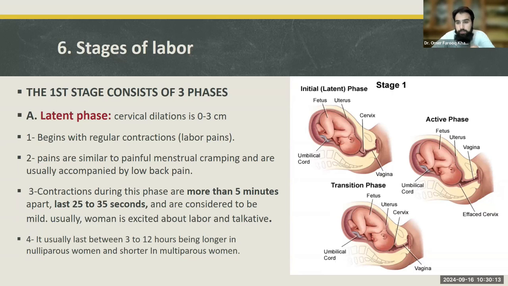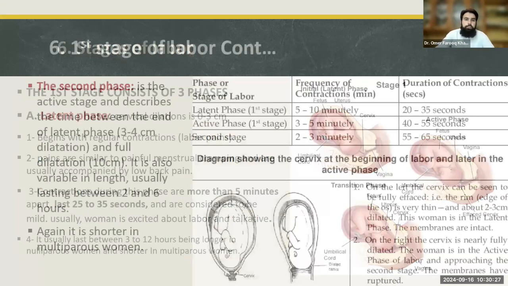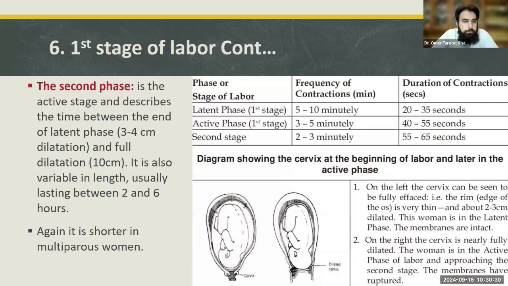And then there is a transition phase. This transition phase is nowadays also called the second stage of labor. So there are only two phases, the latent phase and the active phase, in modern obstetric books. The second phase is the active stage and describes the time from the end of the latent phase, so from 3 to 4 centimeter dilatation to full dilatation up to 10 centimeter. It's also variable in length, usually lasting between 2 and 6 hours. Again, it is shorter in multiparous women.